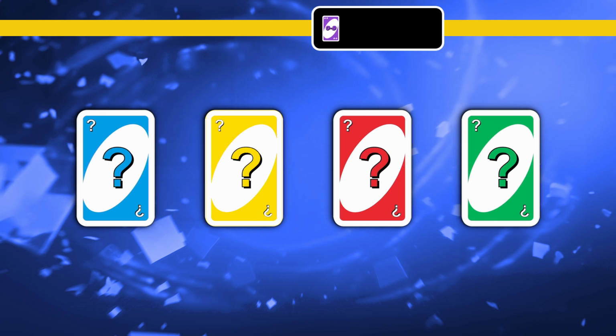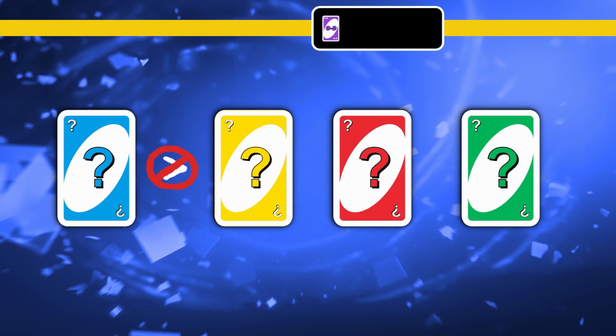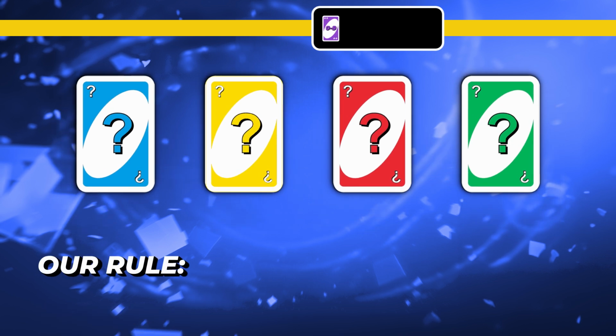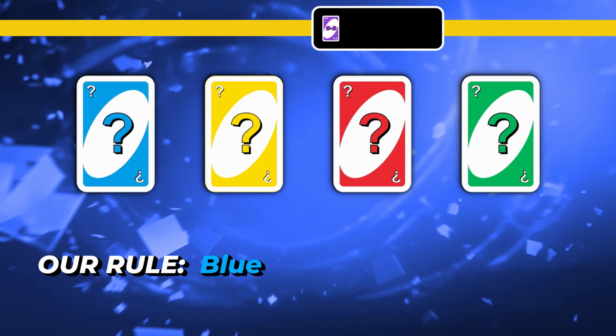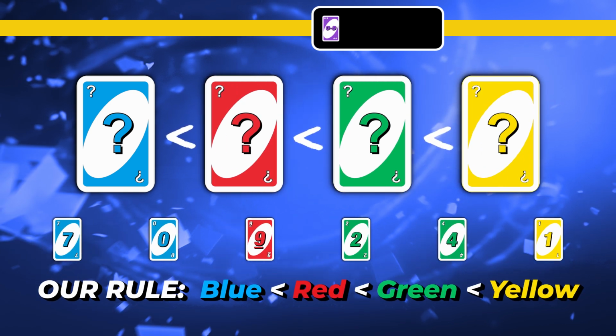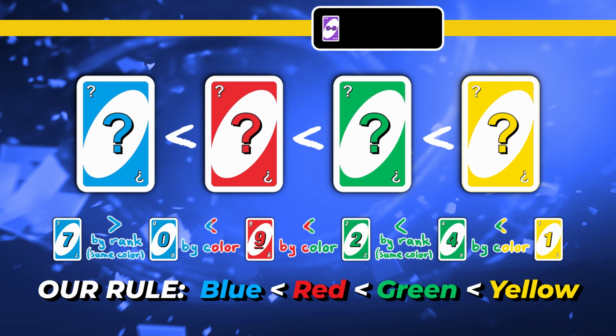But what can we say about colors? We can't just say that blue is greater than yellow or green is smaller than red. So, let's define a rule and follow it in the future. Let's suppose that blue is the smallest one, then red, green, and yellow. If the colors of the cards are the same, we should compare their ranks only then.